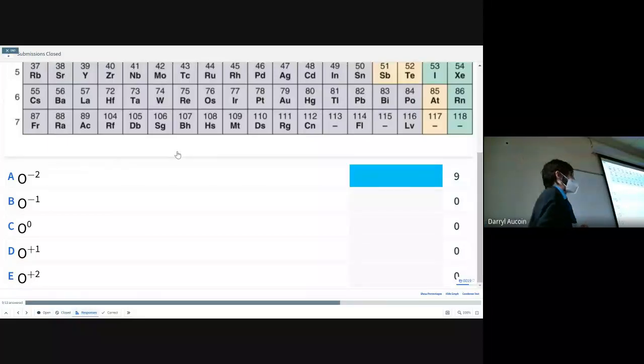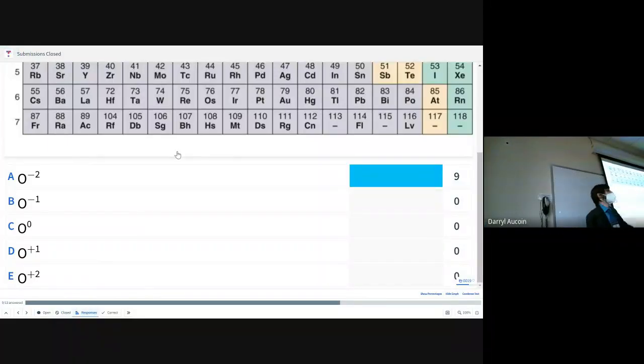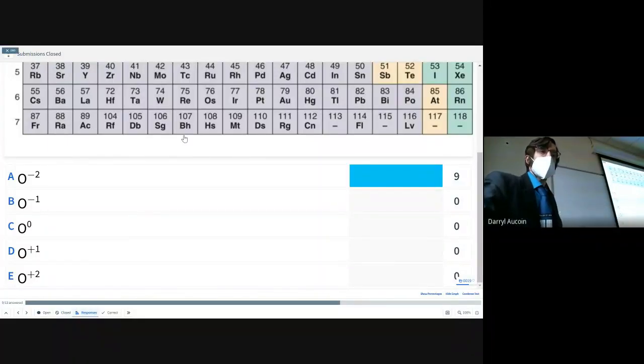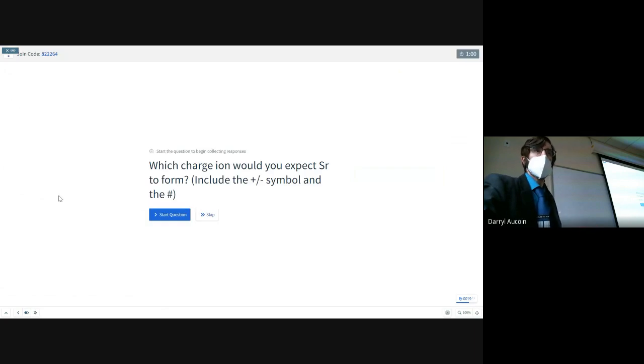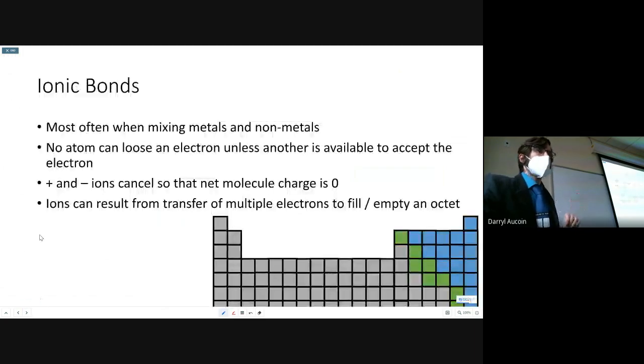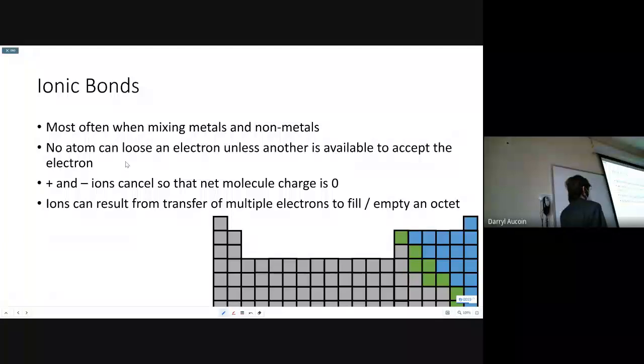And everyone went with that, right? Everyone went with the right choice, the -2 choice. So good. So that was that. We'll skip that one and look at that another time. So those are our kind of ways of looking at charges.